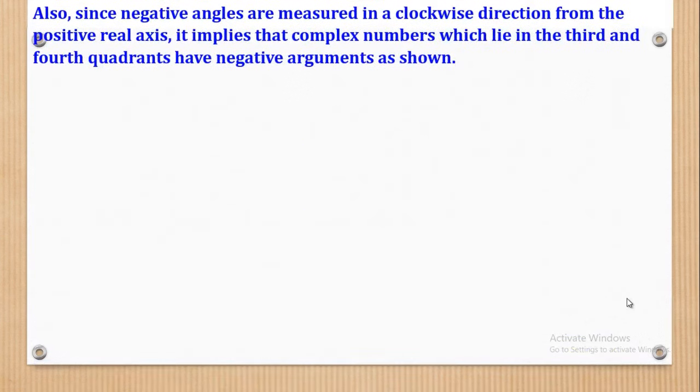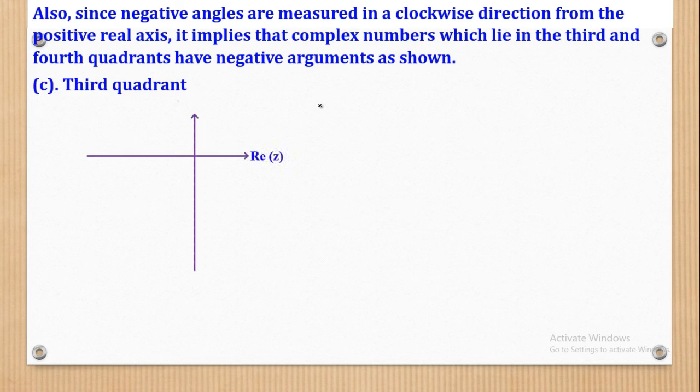We shall see how these ones are applied, but let's first look at all the four cases. So the third case will be for the third and fourth quadrant, because those ones are in the third and fourth quadrant. They have negative arguments. That's one thing you need to first remember.